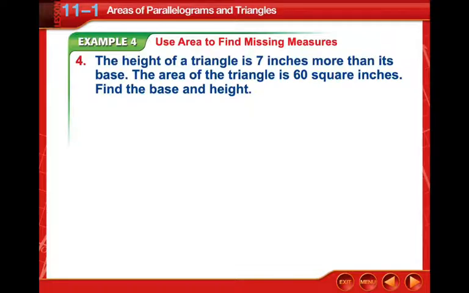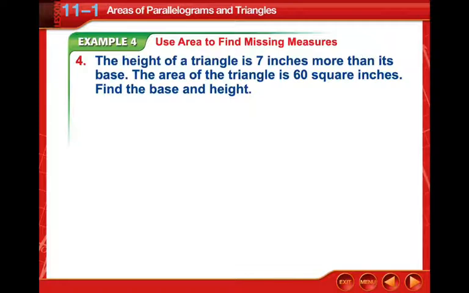So this last problem, the height of a triangle is 7 inches more than the base. The area of the triangle is 60 square inches. We need to find the base and the height. So we are missing the pieces, but we do have the whole. So what we need to do is just work backwards.